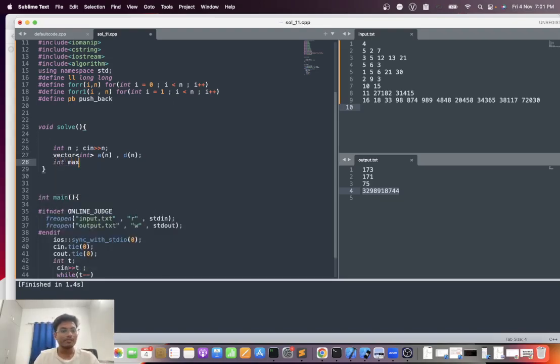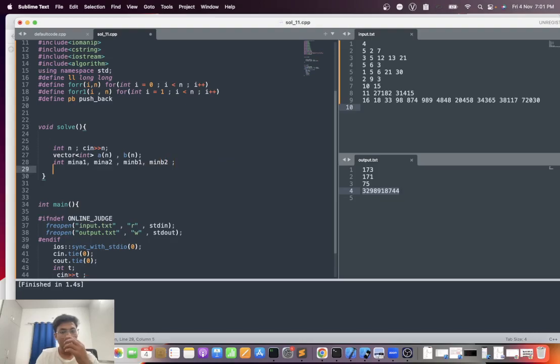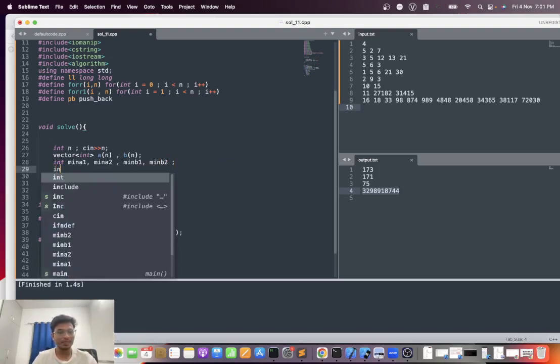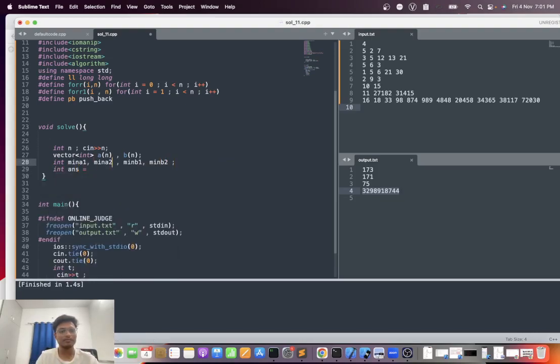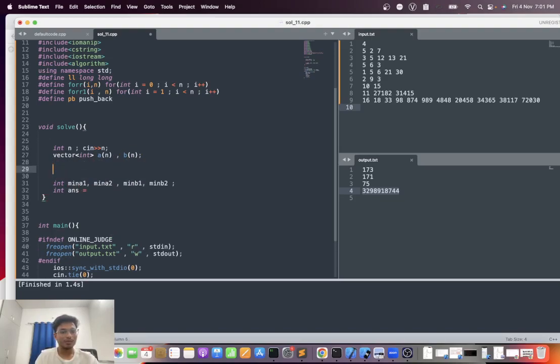I need to find the minima of a1, the minima of a, let's say the last one, and these are b1 and minima of b2. And also let's say the answer for this is, first of all I need to take both the arrays.